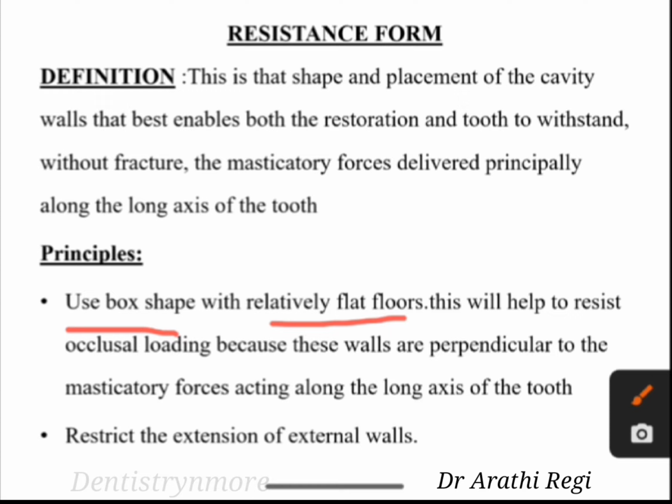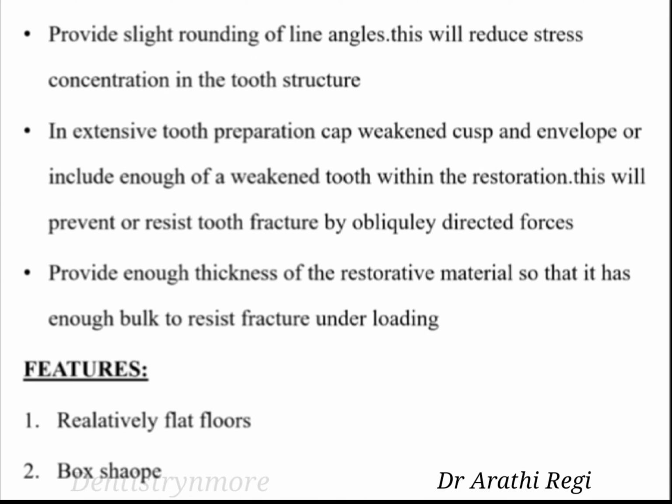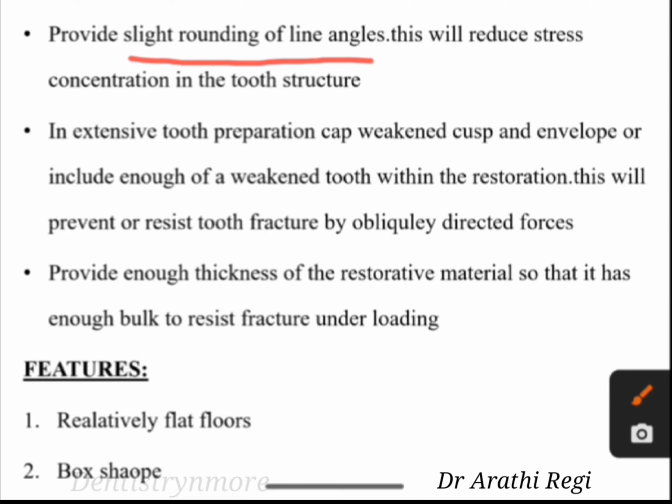And next one is resist the extension of the external walls. And next principle is provide slight rounding of the line angles. You should mention that this will reduce stress concentration in the tooth structure. And in case of extensive tooth preparation, include enough of the weakened tooth within the restoration. So this will prevent or resist the tooth fracture by obliquely directed forces and provide enough thickness of the restorative material. So these points should be marked.